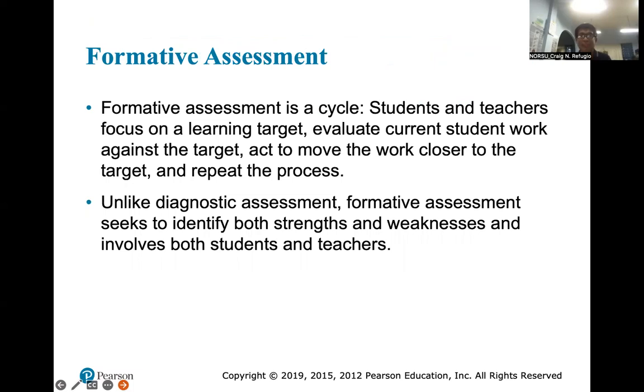Formative assessment. Formative assessment is a cycle. Students and teachers focus on a learning target, evaluate current student work against the target, act to move the work closer to the target, and repeat the process. That's why we classify that one as a cycle. And the ultimate objective is mastery of the competencies. Unlike diagnostic assessment, formative assessment seeks to identify both strengths and weaknesses and involves both students and teachers.